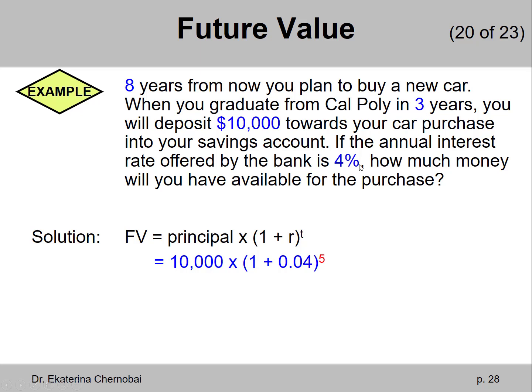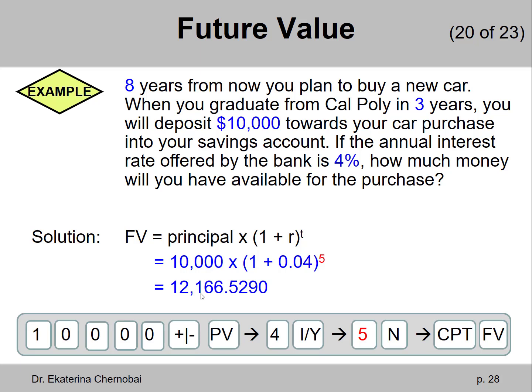So the first 3 years don't count. Nothing is happening. There is no money growing. Everything is delayed by 3 years. So between end of year 3 and end of year 8, your money sits in your bank account and earns interest. How many years? 5 years in total. So the answer will be $12,166.50. And again, you can do this in the financial calculator.